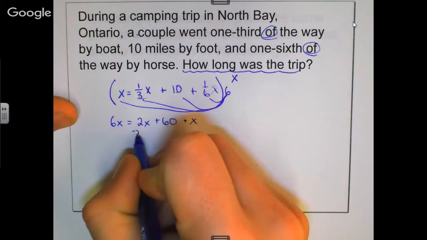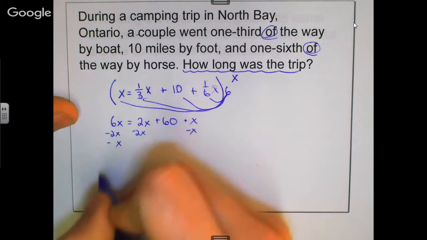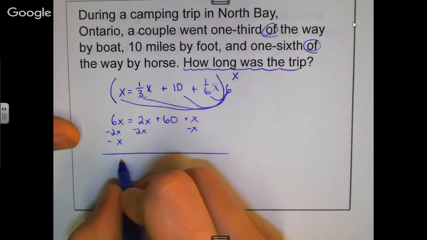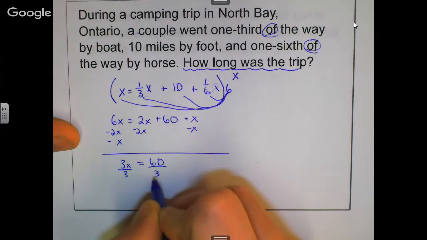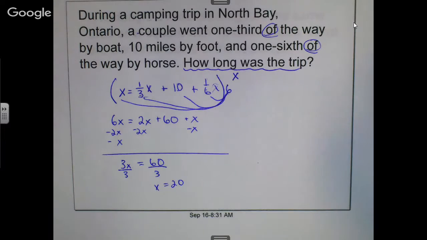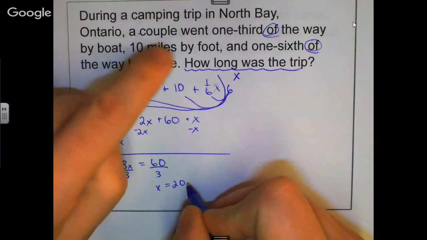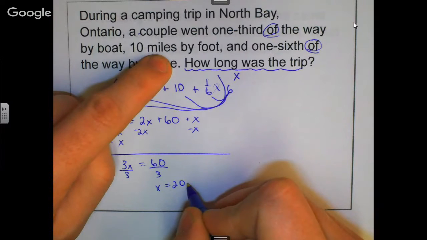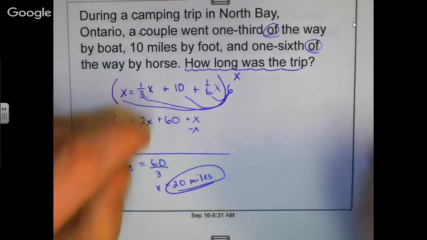Again, this was chapter 1.1, solving linear equations. We'll subtract 2x and get everything on one side: all your x's on one side, all your numbers on the other. Then we will have 3x equals 60. Divide by 3. x is 20. We'll look back up at the question, how long was the trip? Well, 20, and if we look through the problem, we can see that I had a miles label. So our trip was 20 miles long.